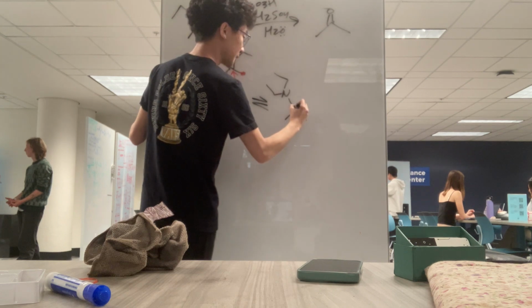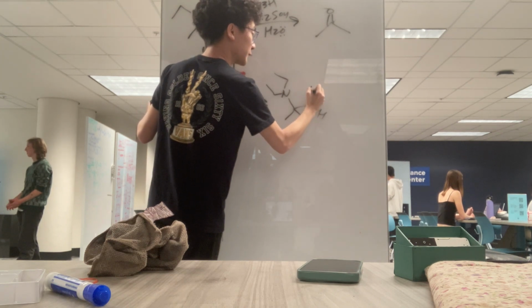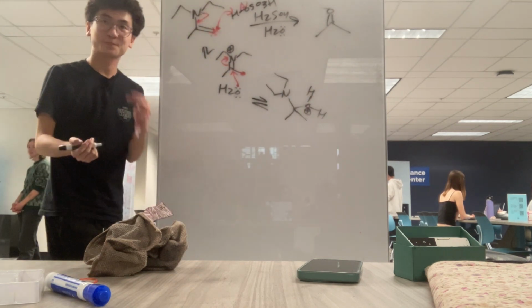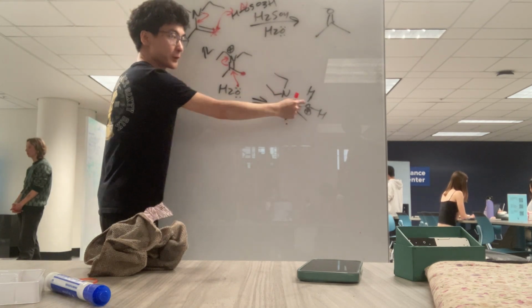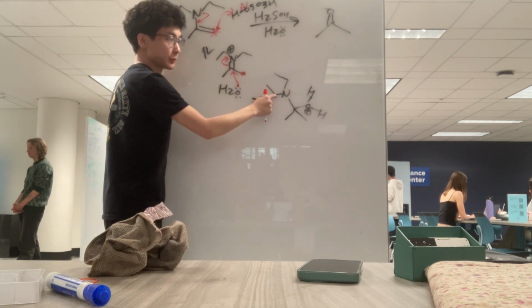Right. Now the pattern is going to be the same. What group do you want to kick out? What group do you want to keep? You're trying to kick out the amine. Yes, we want to kick out this group. We want to keep this group. But right now this is a bad leaving group. This is a good leaving group.